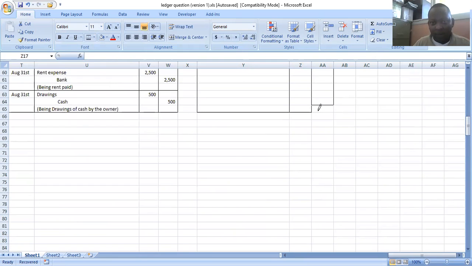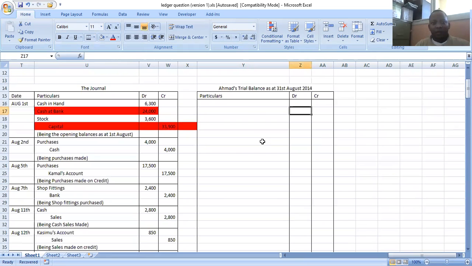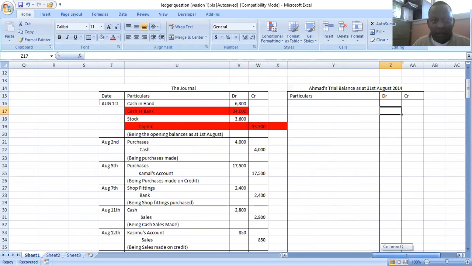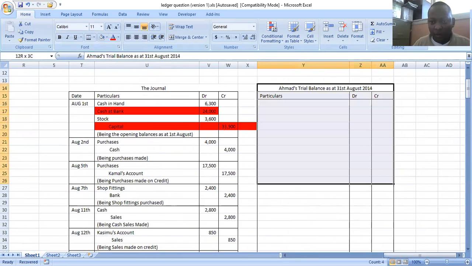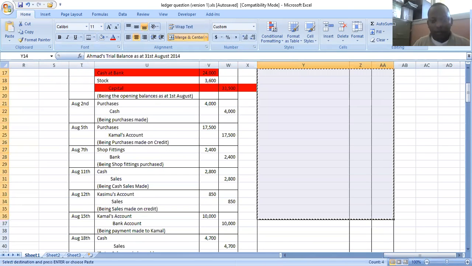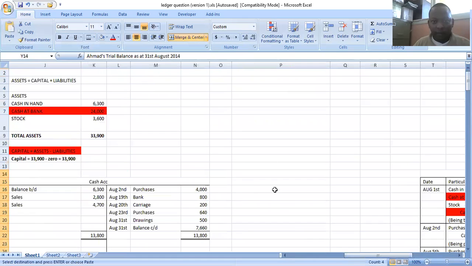So the trial balance is quite short. It needs not to be very long. Let me copy this to somewhere. Copy this here.